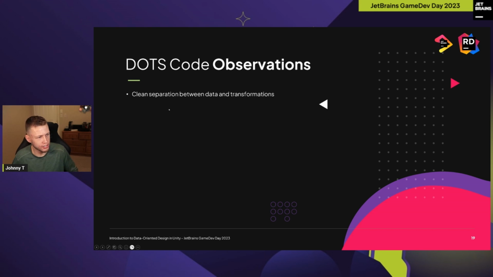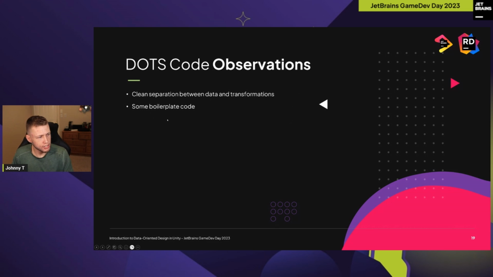So you'll see that there is a clean separation between data and our transformations. Our data components are just separate things. They don't have any logic inside them. They're just regular raw data. And then our transformations, you can see that those are completely separate from the data components that we're iterating across.